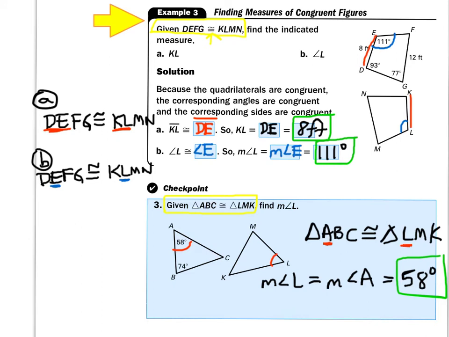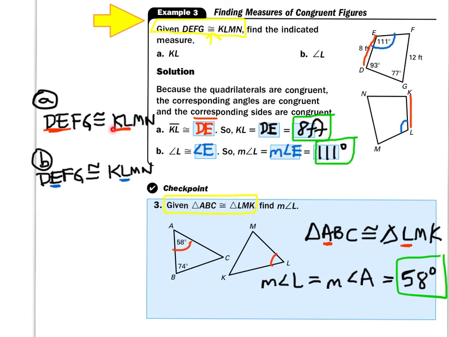Okay, look at example 3, finding the measures of congruent figures, which is even easier because congruent means exactly the same shape, exactly the same size. So look at what they gave me. They said DEFG is congruent to, notice how that's similar, it's not similar, it's the congruent symbol, KLMN, and they want us to find from K to L. All right, so first thing I do is I write out the congruent statement.